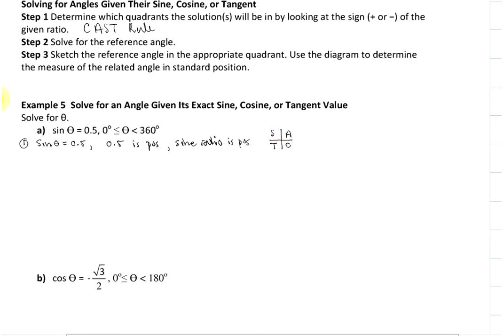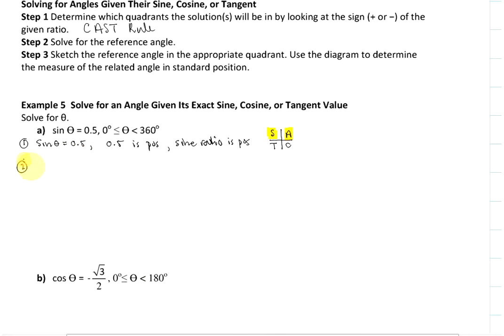Okay, so where is sine positive? Well, all trig ratios are positive in the first quadrant, so one of our angles will be in the first quadrant. And in the second quadrant, sine is positive. So that means we are going to have another angle, which is in the second quadrant. So we are going to have two solutions where sine of theta is equal to 0.5.